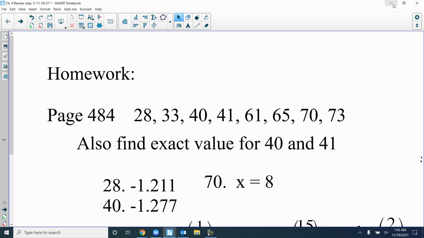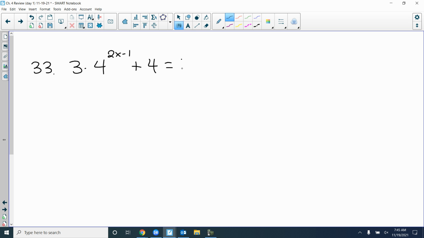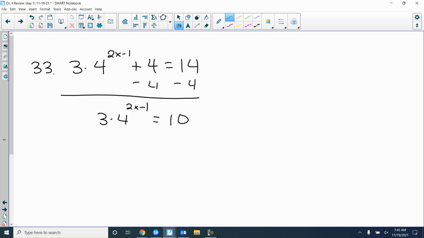All right, so for 33: 3 times 4 to the 2x minus 1, plus 4 equals 14. What you've got to do is isolate. You've got to get rid of the 4 at least before you do anything. You don't want to take the log of anything at this point. See what you can simplify. So subtract 4, and I get 3 times 4 to the 2x minus 1 equals 10.